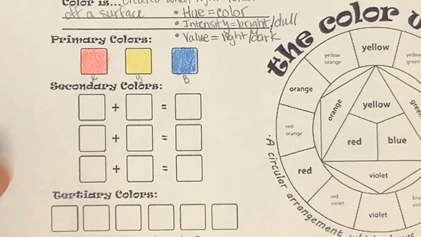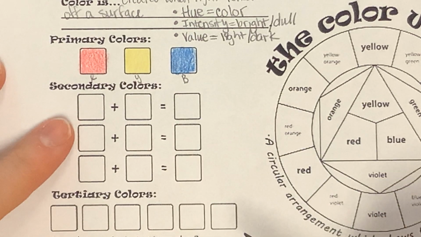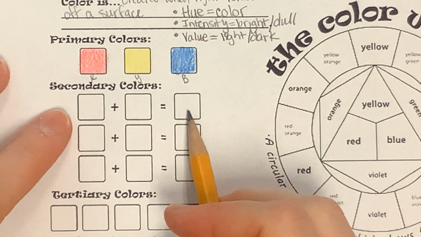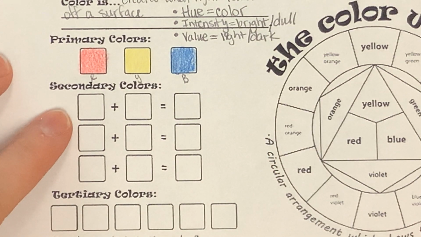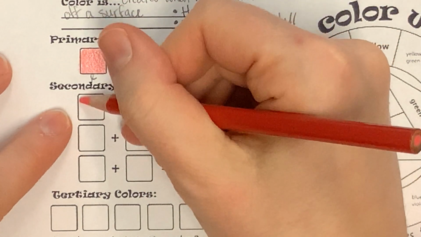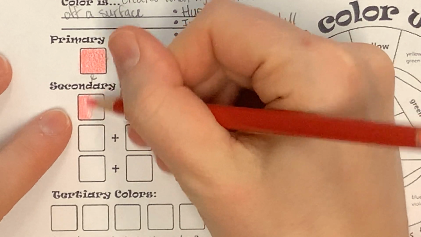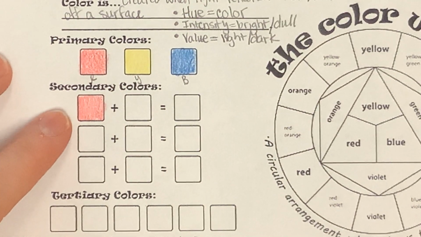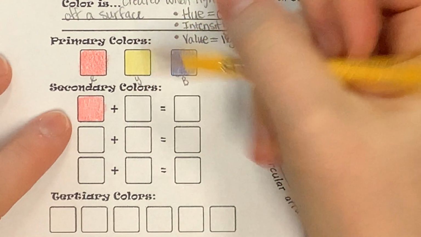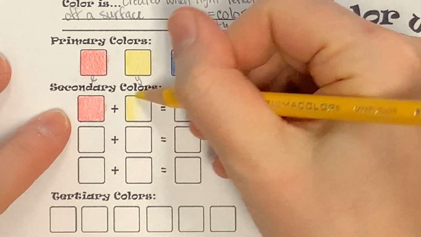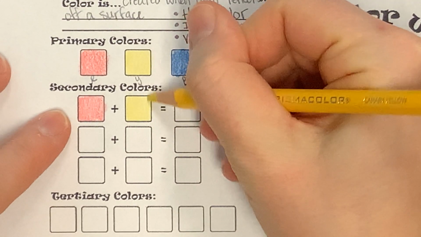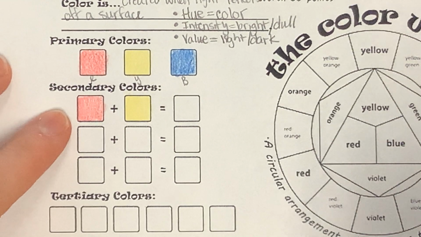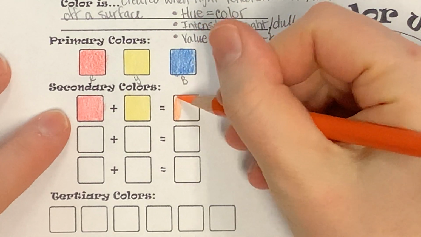Now let's look at our secondary ones. These are the color equations, right? So we have two primaries that are mixed together to make a secondary. That's how you make a secondary color. So let's start off with our first primary, which is going to be red. If I mix red and, let's do our second primary, yellow together, I'm going to get what color, class? That's right. We're going to get orange. So I'm going to find my orange here very quickly, and I'm going to fill in orange.